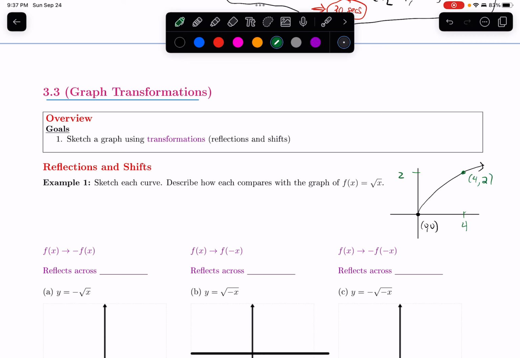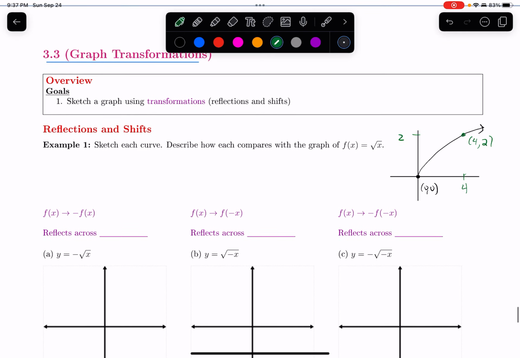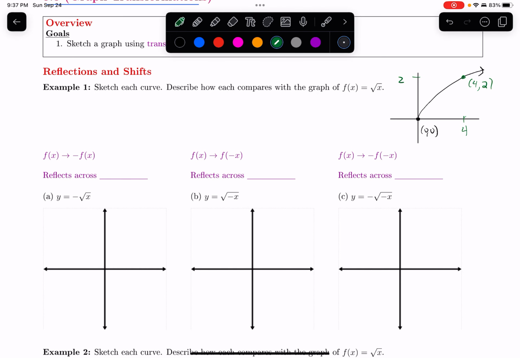Okay, so let's first consider what happens to the formula if we were to look at y equals negative square root of x. What happens there is that we are going to reflect the whole graph across the x-axis. It's going to flip the whole thing down, so it looks like this.